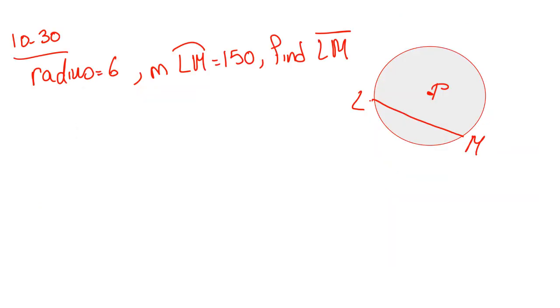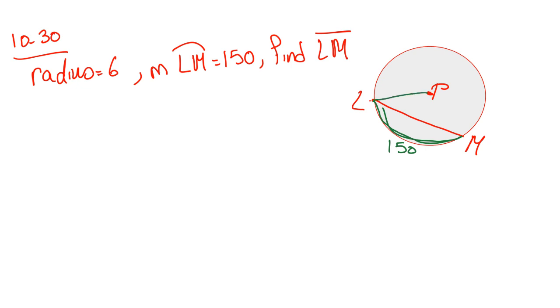Last question for the section. You want to find segment LM, given that the measure of arc LM is equal to 150. So I'll just draw this one. This is 150. They also gave you that the radius is equal to 6, and that's all that's given, but you want to find the measure of chord LM.